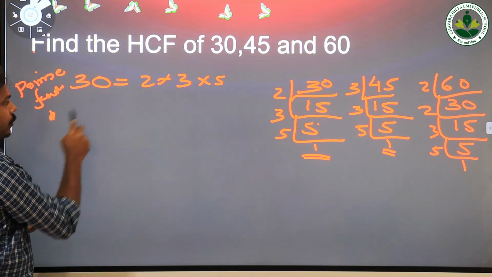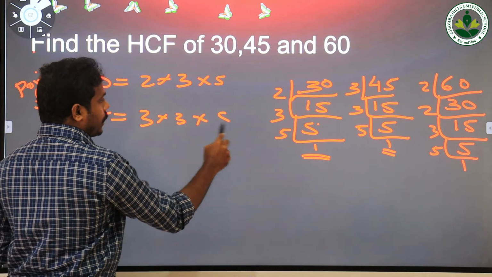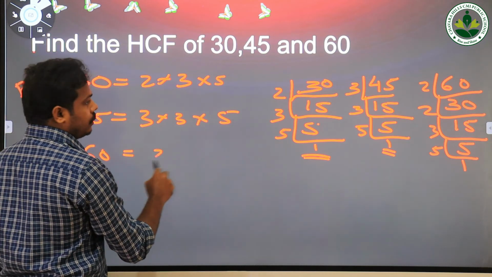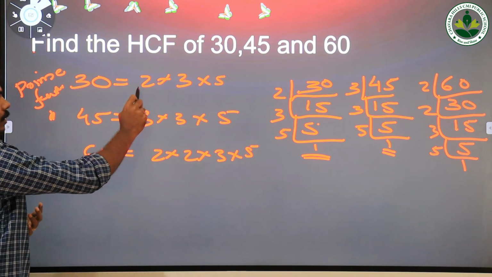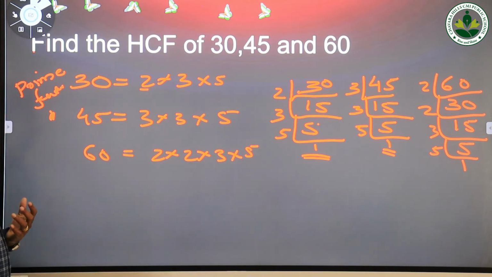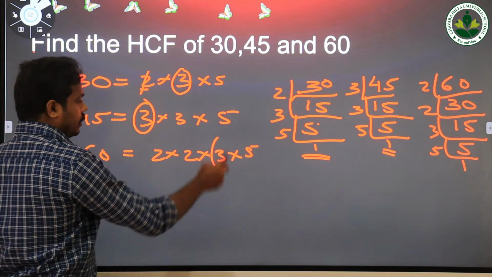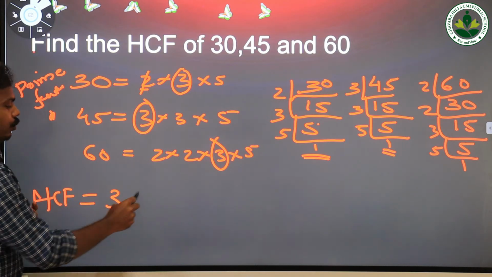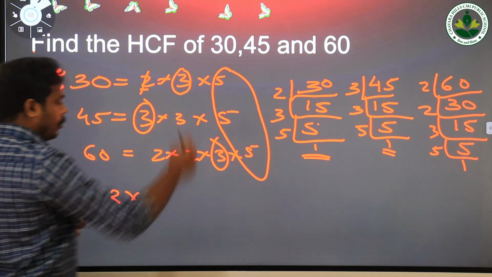Then the prime factorization of 45 is 3 into 3 into 5, and the prime factorization of 60 is equal to 2 into 2 into 3 into 5. From the first number we can take 2, but it is not there in 45, so we can't consider 2. Then 3, one 3 is here, one 3 is here, one 3 is here, take that 3. So the HCF is 3 into, then 5, here we can see 5 is common, so 5.